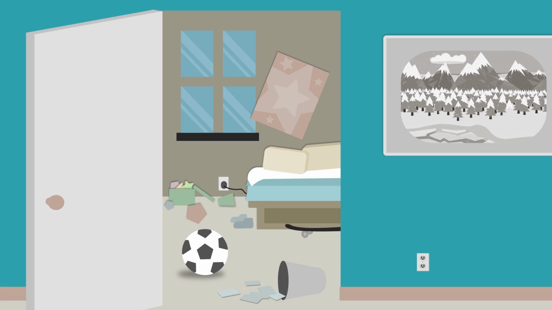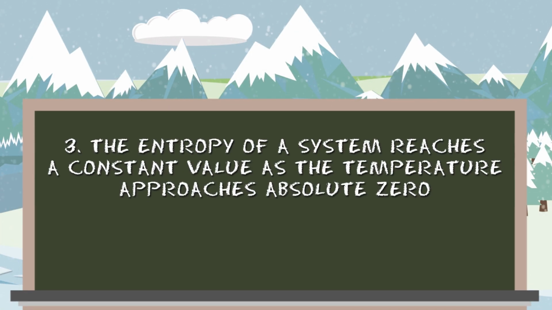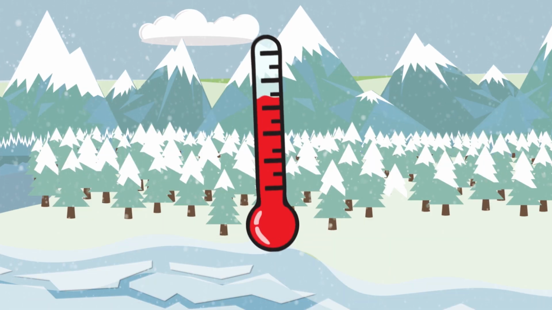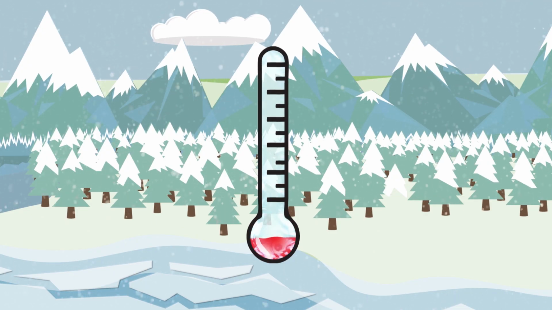The third and final law of thermodynamics states that the entropy of a system reaches a constant value as the temperature approaches absolute zero. In other words, all processes cease as the temperature of a system reaches absolute zero. This property is shown by adding cold helium to an already inflated balloon.